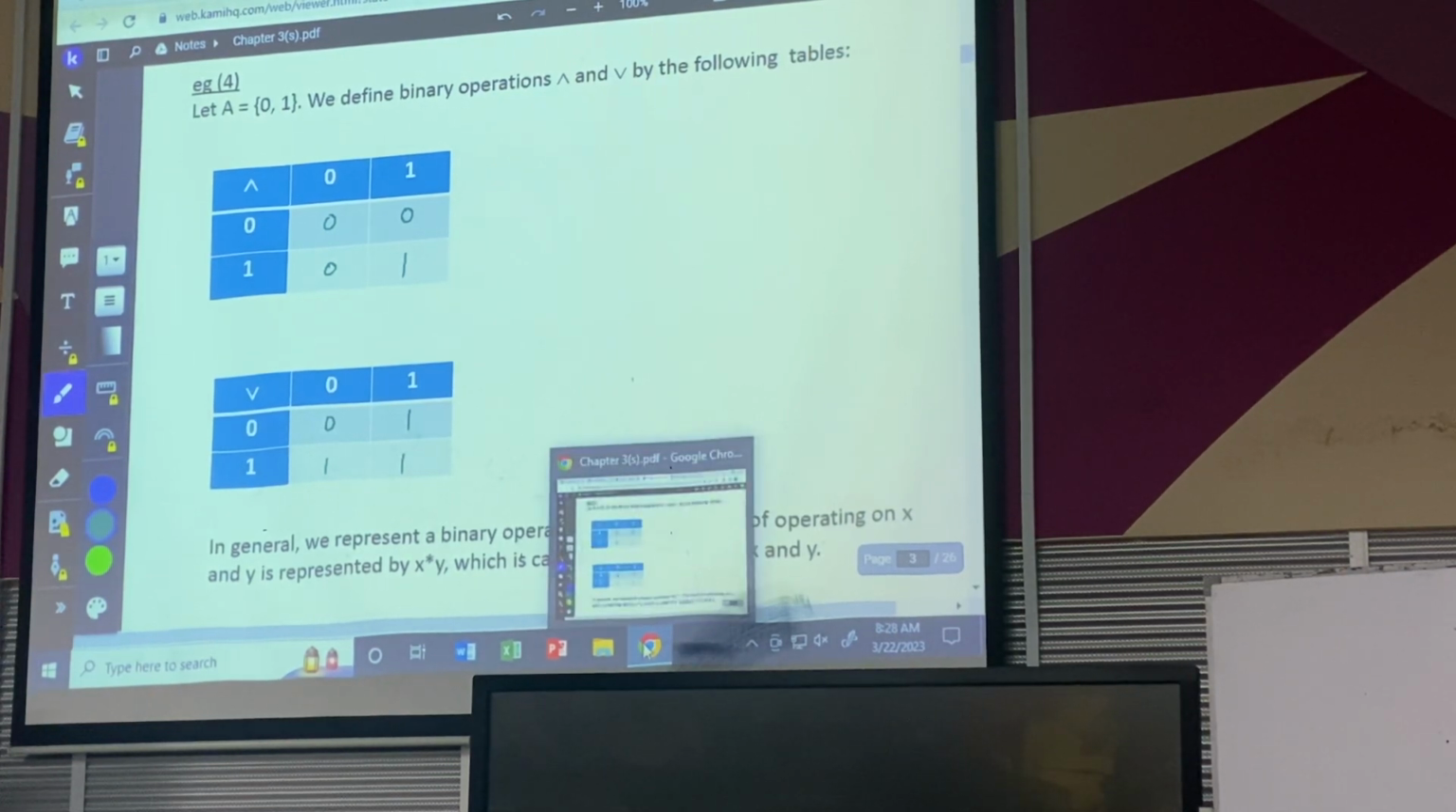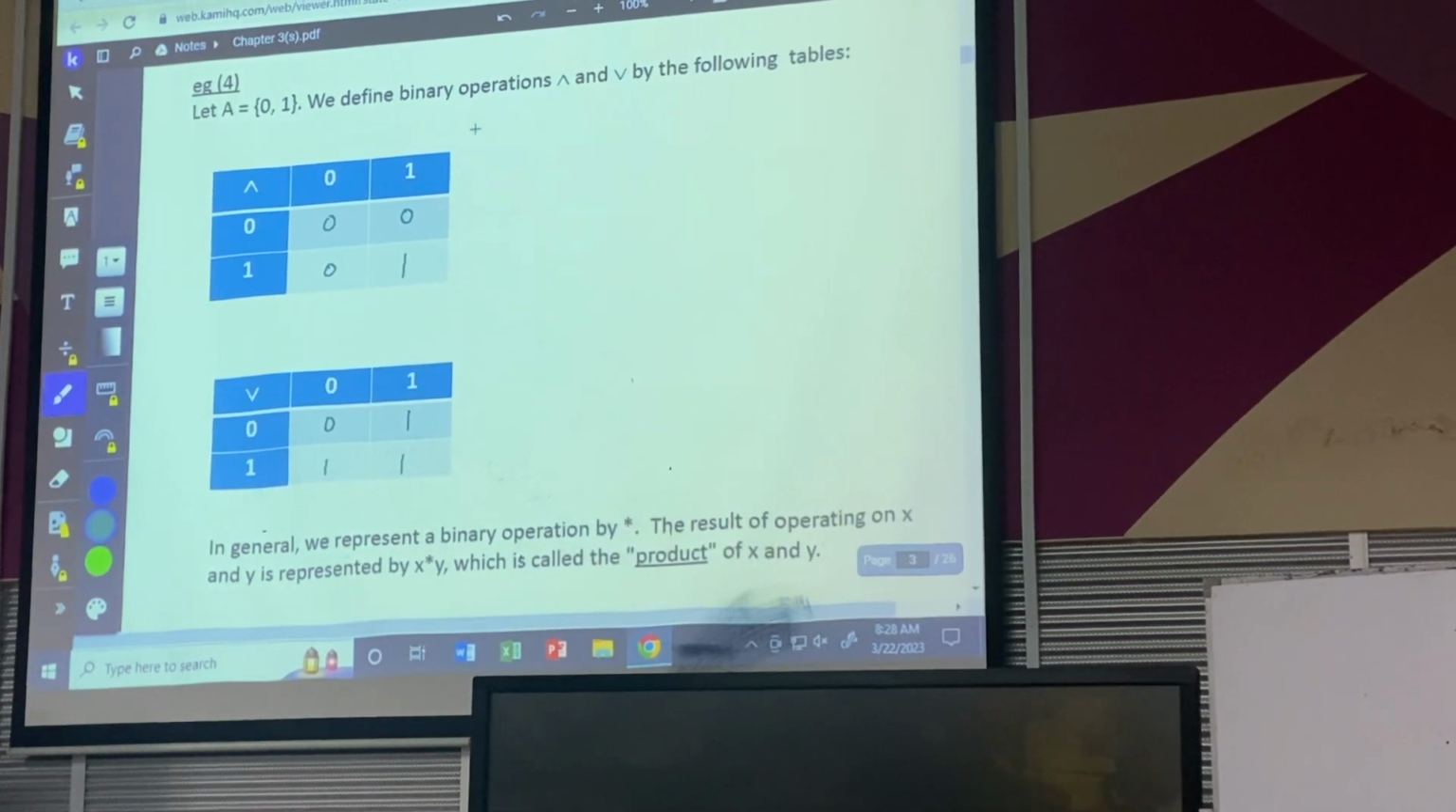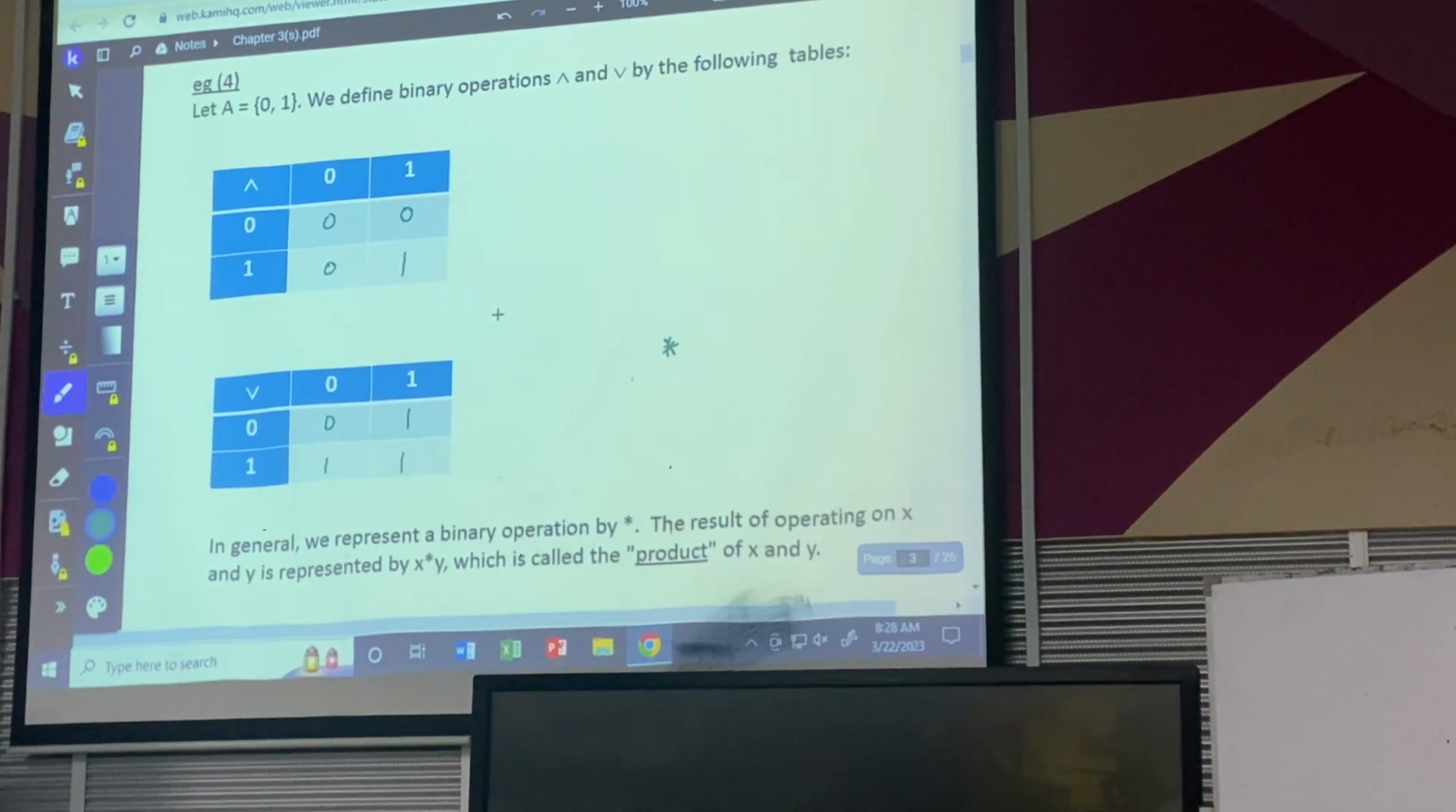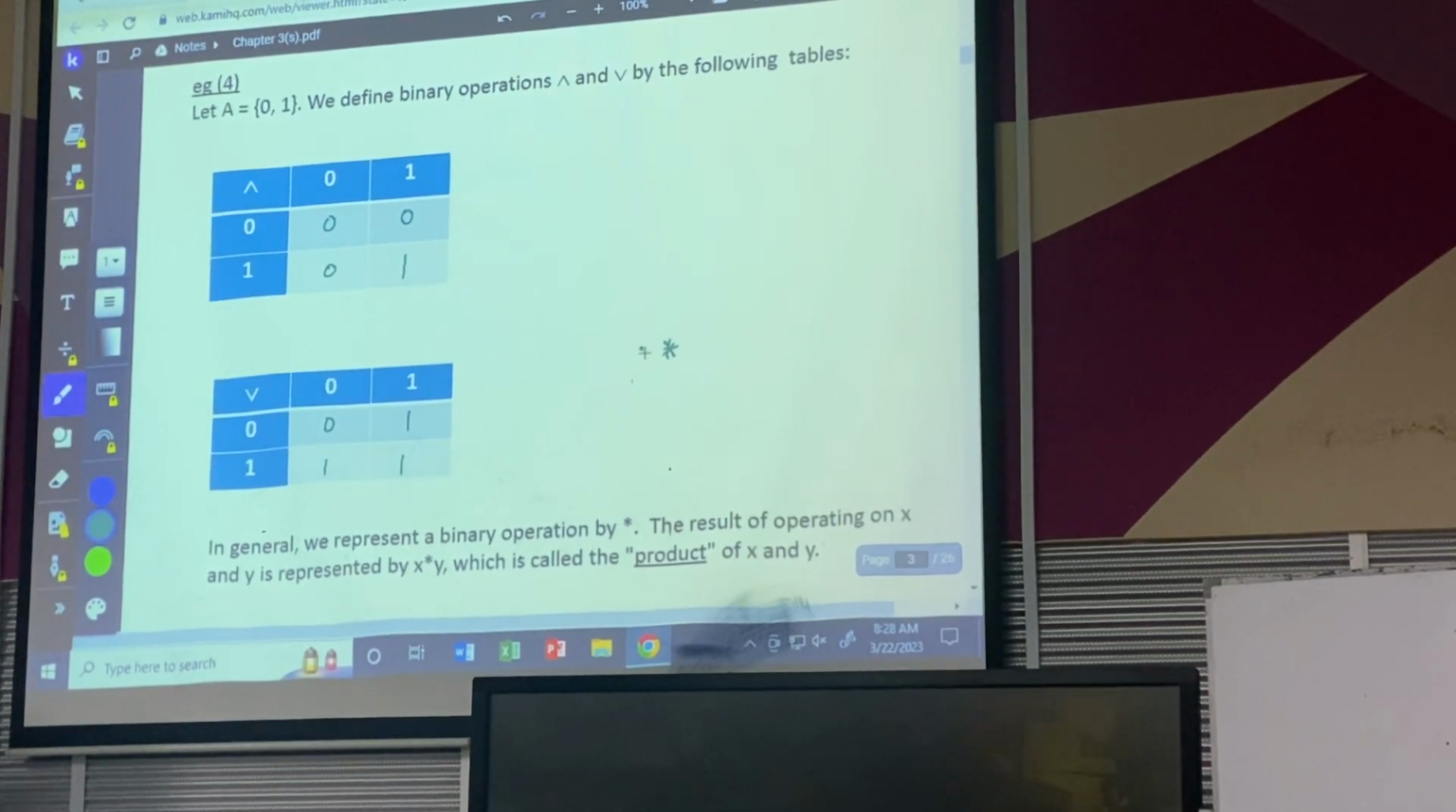Now, in general form, when we want to write the binary operation, we will use the symbol of a star or asterisk in between the two numbers. So in this case, this asterisk actually represents the operator. But in general form, we don't know what the operator is. We will just write it as the asterisk like this.